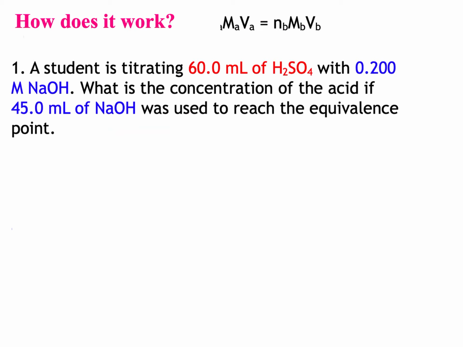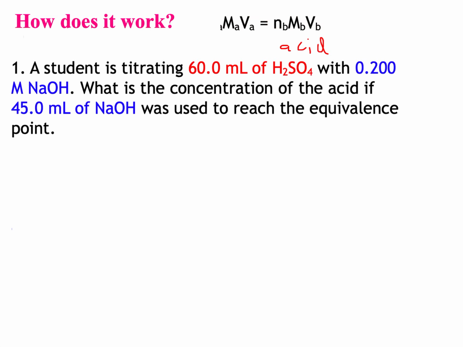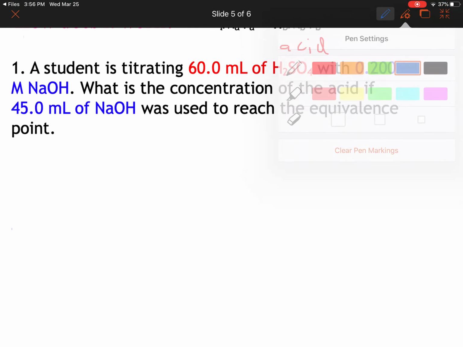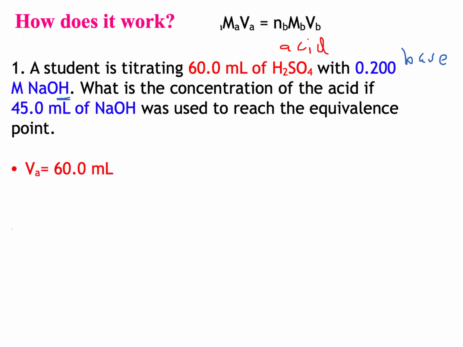So let's get a little example. A student is titrating 60 milliliters of H2SO4 with 0.2 molar NaOH. What is the concentration of the acid if 45 milliliters of NaOH was used to reach the equivalence point? So let's first identify what we have. We know H2SO4 is our acid, from the table of acids on the reference table. And we know that NaOH is our base. Likewise, sodium hydroxide, we can see that there's that hydroxide there, or you could just go to your reference table and see it.